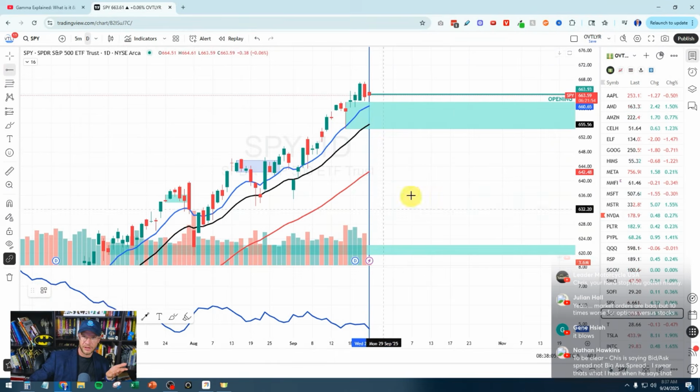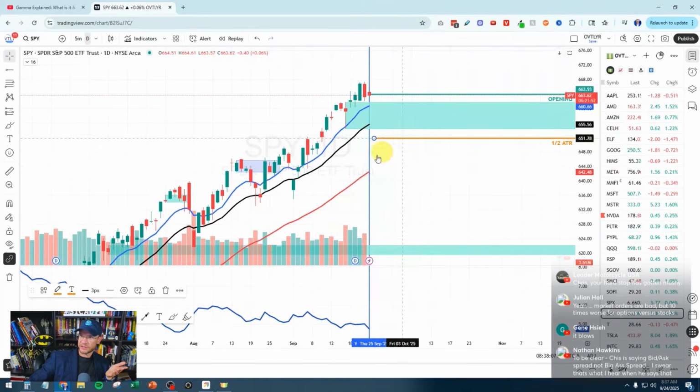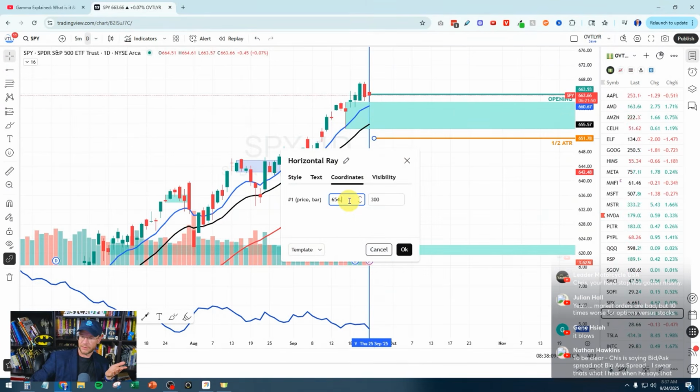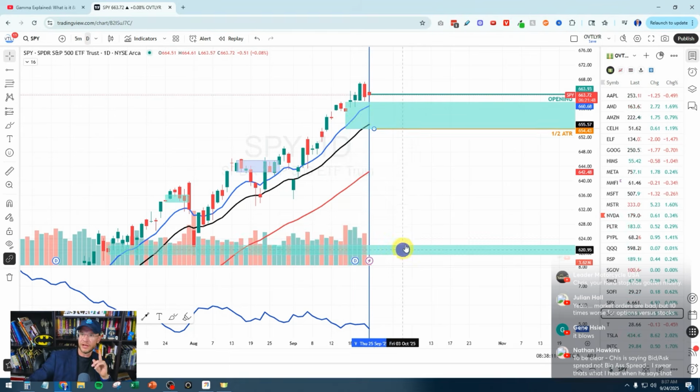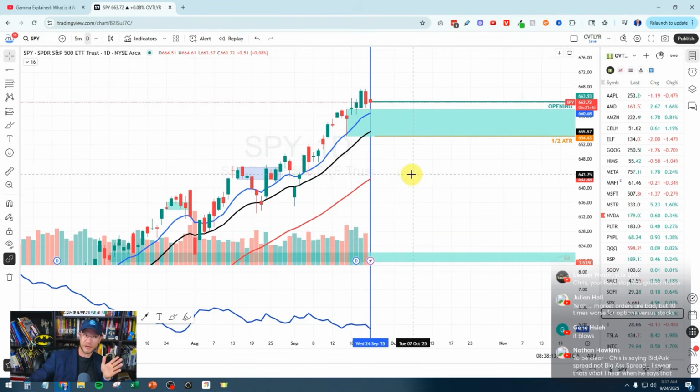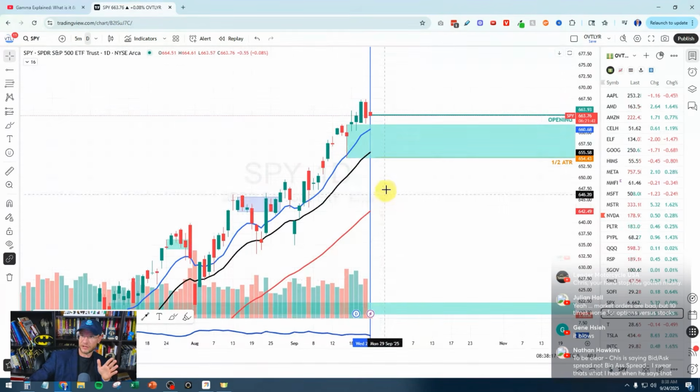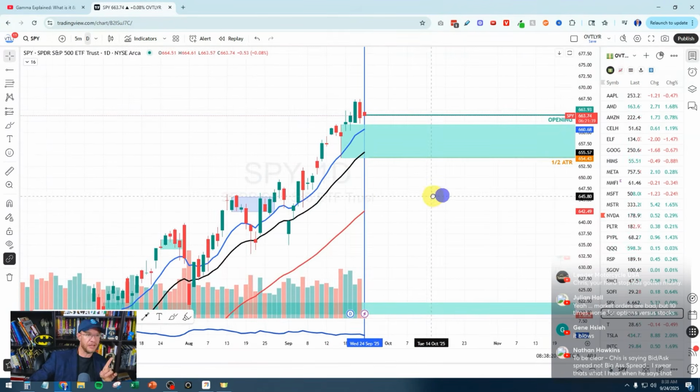654.43. I need to adjust my templates on here. 654.40, 654.43. Boom. There you go. That's your stop. It's a pretty wide stop on purpose. Because of that, you need to be trading smaller. This is the stop out point for plan M.